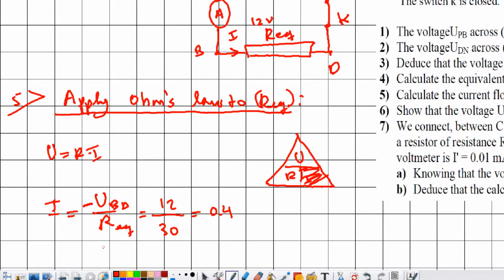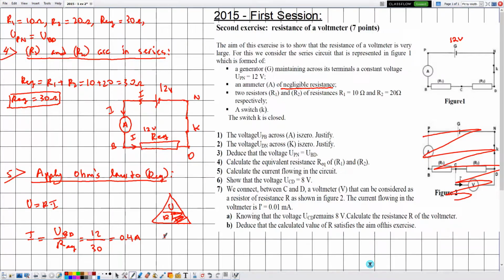Since U is in the SI and the value of R in the SI, the value of I will be in the SI, which is amperes. Then I is equal to 0.4 amperes. And I repeat, whenever we calculate any applied voltage or any traversing current, we will label these quantities on all the electric circuits that we have. So here the electric current is given by 0.4 amperes. And here as well we have that I traversing R1 and R2 is given by 0.4 amperes.